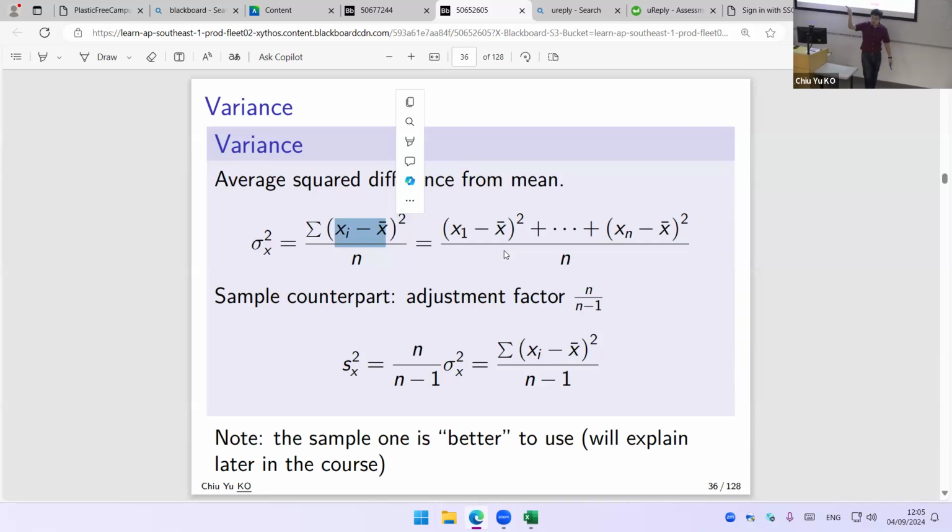When n is big, they're the same, right? Suppose n is 1 million, then this fraction is close to 1. When the sample is very large, suppose big data, it doesn't make a difference.